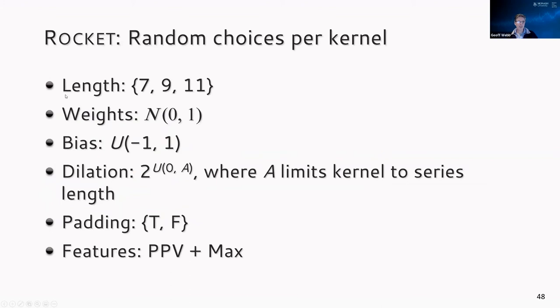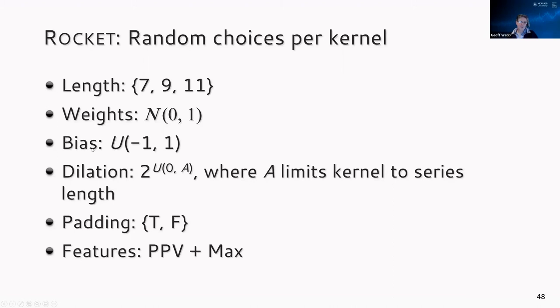With Rocket, we make many choices all at random. So 10,000 times, we're going to choose a length of the filter, 7, 9, or 11. We're going to choose the weights within that filter from a normal distribution centered on zero.